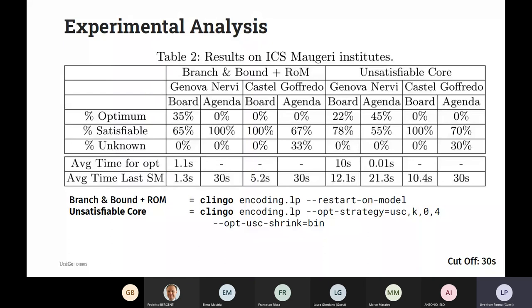And as you can see, for the board problem, the branch and bound algorithm is more efficient because you can find more optimal solutions in less time. Instead, for the agenda problem, the unsatisfiable core gives you better results.